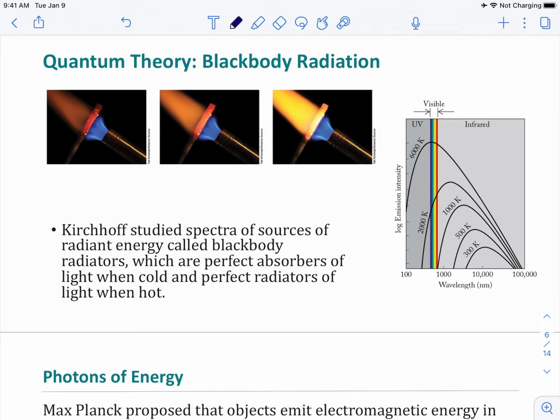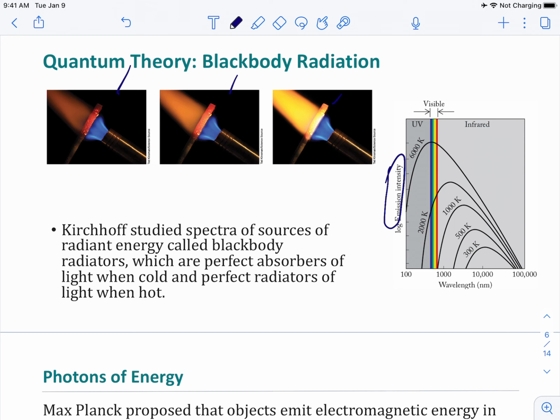So it's kind of like putting a poker in a fire, okay, and it glows. And you can see different colors in that it glows based on the temperature. You can read this in your book. All I really want to say is that classical physics was unable to explain the relationship between temperature and the emission of light.